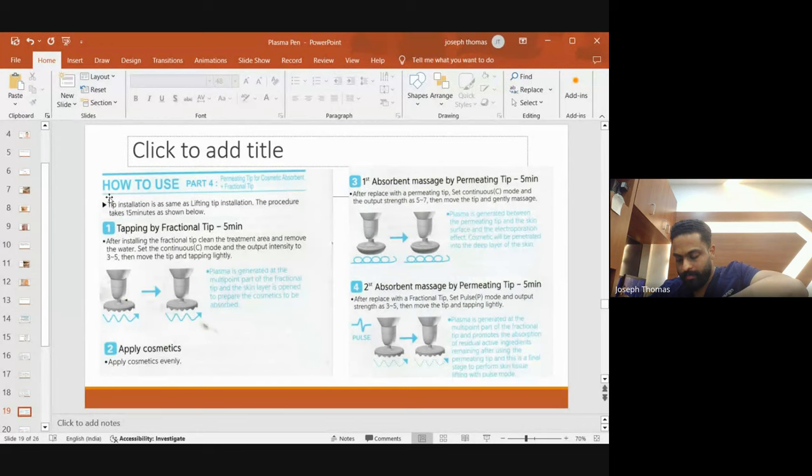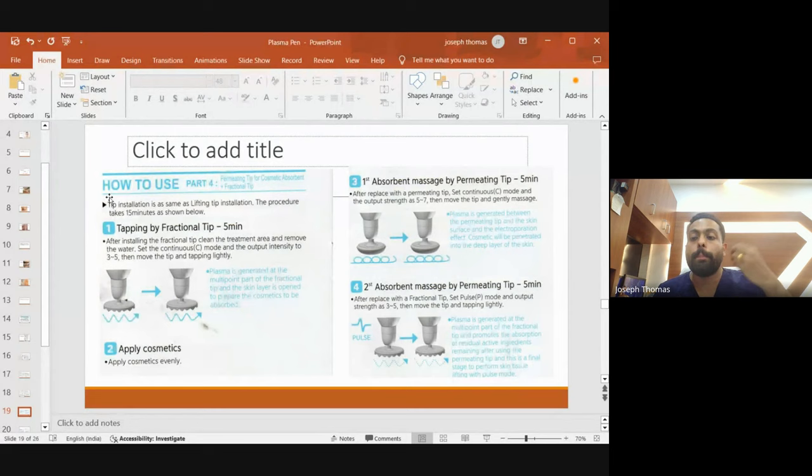there is another tip. This is a smooth tip. Similar to this smooth tip, there is a fractional tip also. So what you can do is, in continuous mode, set the intensity at 3 to 5, mildly tap and move it in a circular direction so that a gentle lymphatic drainage will also happen. Similarly, the absorption and permeation of the serums can also happen.